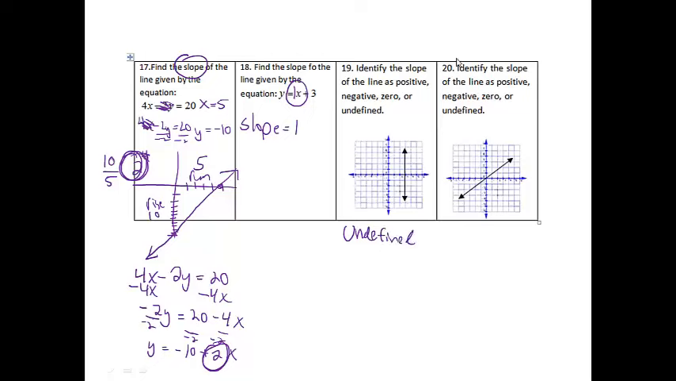All right, and then number 20, identify the slope of the line as positive, negative, 0, or undefined. As I start at the left and head towards the right, we are heading upward. So since we are heading upward, this one will have a positive slope.